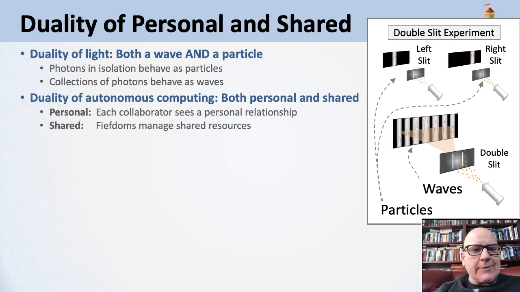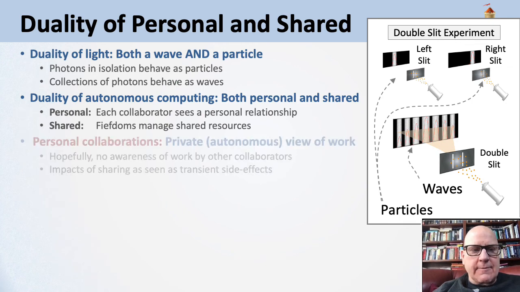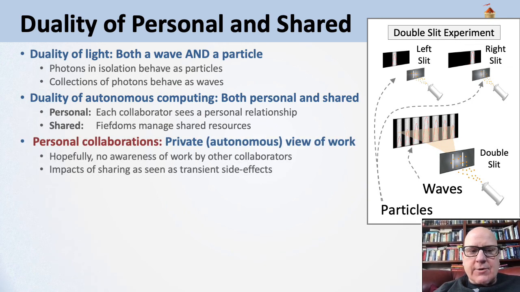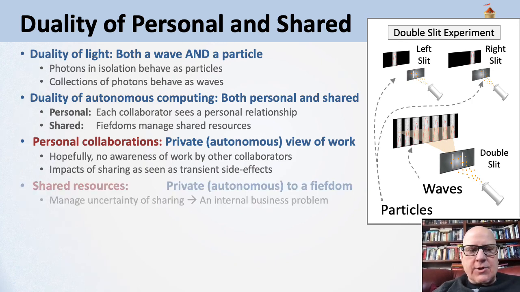Now, autonomous computing is both personal and shared. It's personal in that each collaborator sees a personal relationship, but it's shared because the fiefdom itself has to manage resources across many, many different collaborators. Personal collaborations are private or autonomous views of work. So I sometimes think of autonomy as bidirectional. You're independent across your various collaborators also. So hopefully there's no awareness of work by the other collaborators, and the impacts of sharing can be seen as transient side effects rather than something related to the single collaboration.